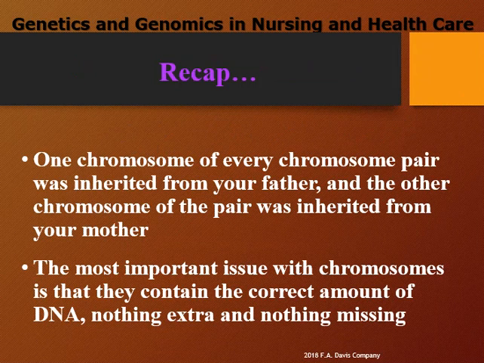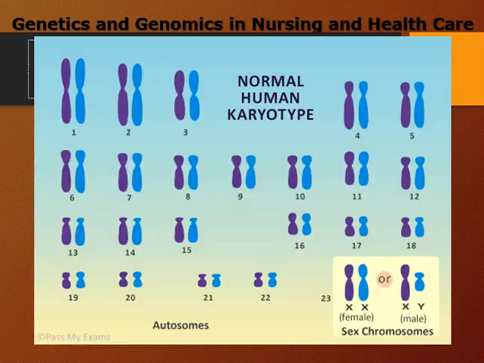Remember, one chromosome of every chromosome pair was inherited from your father, and the other chromosome of the pair was inherited from your mother. The most important issue with chromosomes is that they contain the correct amount of DNA, with nothing extra and nothing missing. So here is a normal human karyotype, where you've got one chromosome from your mom and one chromosome from your dad of each of the numbers. We've got 22 autosomes, and the 23rd pair are your sex chromosomes, your X or your Y. Okay, XX or XY. XX for female and XY for male.